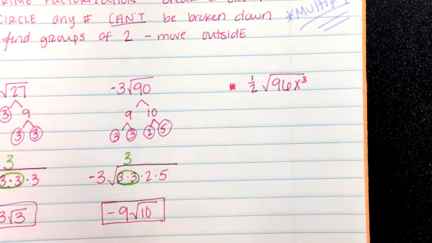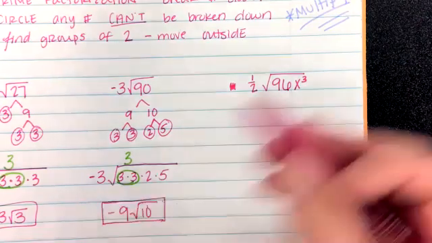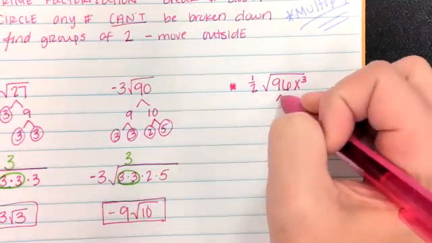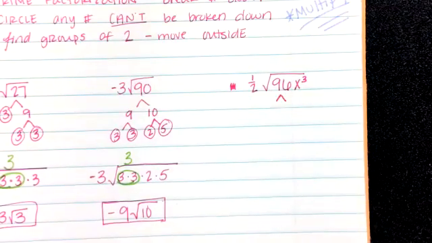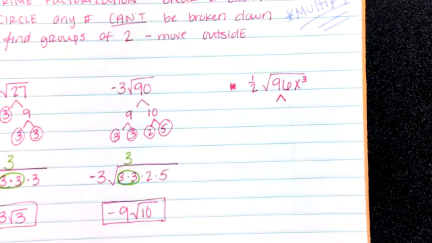Okay. What's the first step? What do we need to do? Break down what? 96. So everybody on your own paper, break down 96. There's lots of numbers you can use. And if you don't know, then use a calculator. Start with small numbers. What's a small number you know you can divide 96 by? 2, 3. So start dividing and find me some numbers.